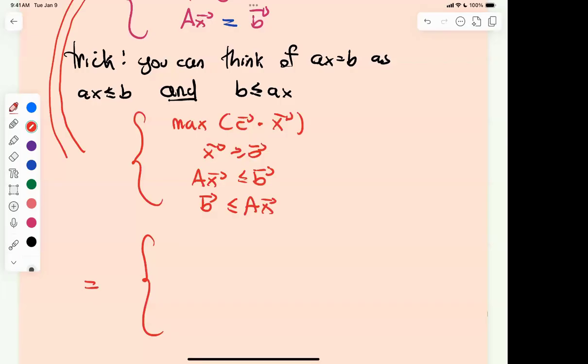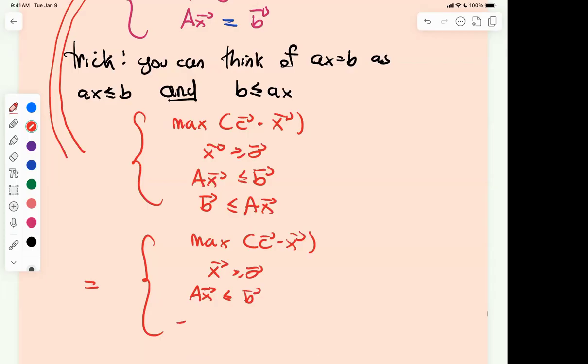So I'll say that this is the same as max of c dot x where x is greater or equal to 0, Ax is less or equal to b, and minus Ax is less or equal to minus b. Imagine subtracting this and then subtracting the other, just moving them to the opposite sides. Now this looks better because it has more of a standard format. Is that making sense?